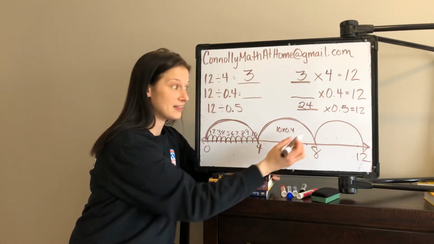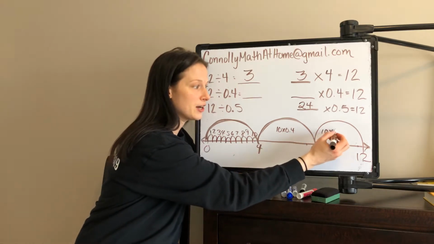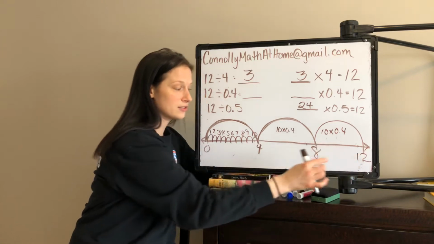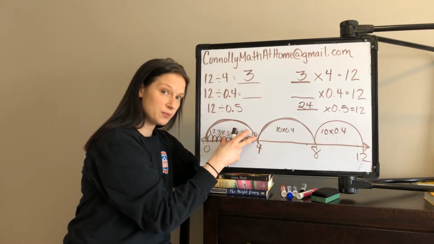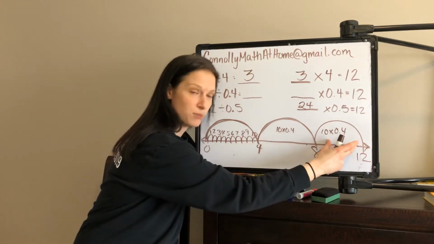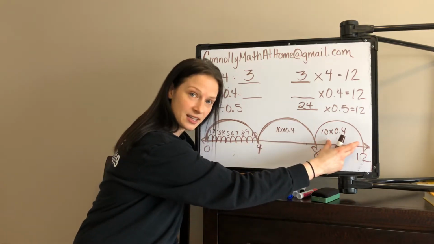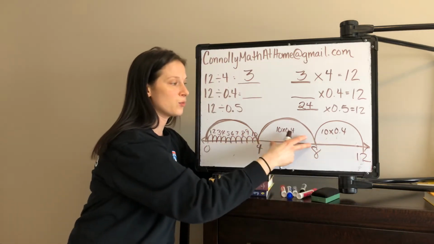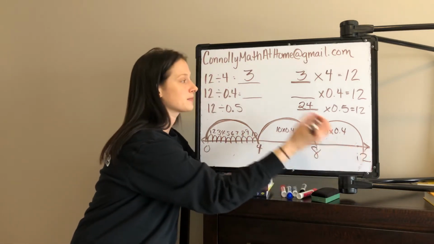Okay? Then I know I'm going to have to do another 10 groups of 4/10 to get the next 4 miles. So if I do 10 groups of 4/10 and then 10 more groups of 4/10 and then 10 more groups of 4/10, how many groups of 4/10 did I have to do? 10, 20, 30.